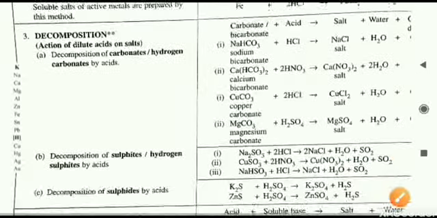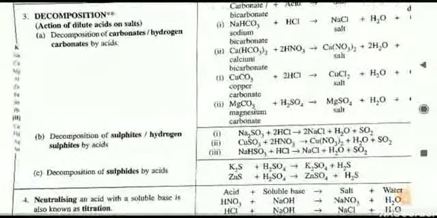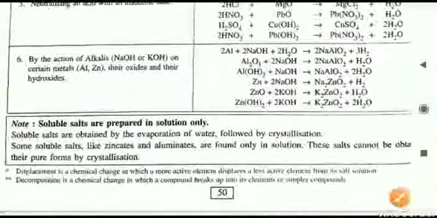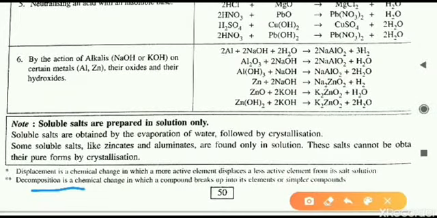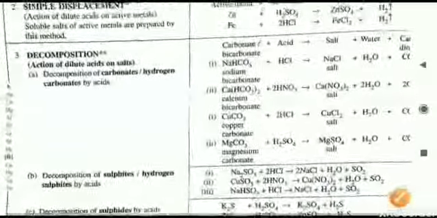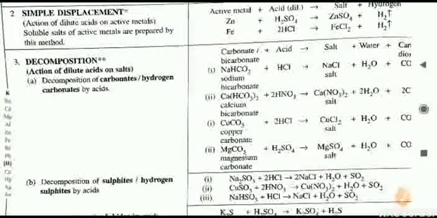Now the third method of preparing a soluble salt is decomposition reaction. Decomposition means a single substance is breaking down into smaller elements. Here a compound is breaking down into smaller or simpler compounds. So here we will see a bigger compound reacting with acid and breaking down into several smaller compounds.